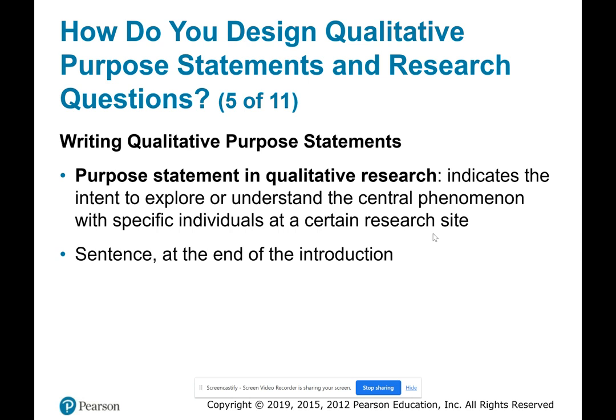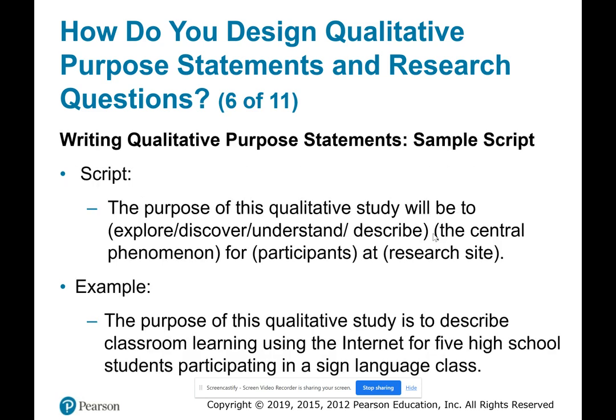A purpose statement in qualitative research indicates the intent to explore or understand the central phenomenon with specific individuals at a certain research site. It is written as a single sentence and usually located at the end of the introduction. Here are examples of how you can write a qualitative purpose statement.